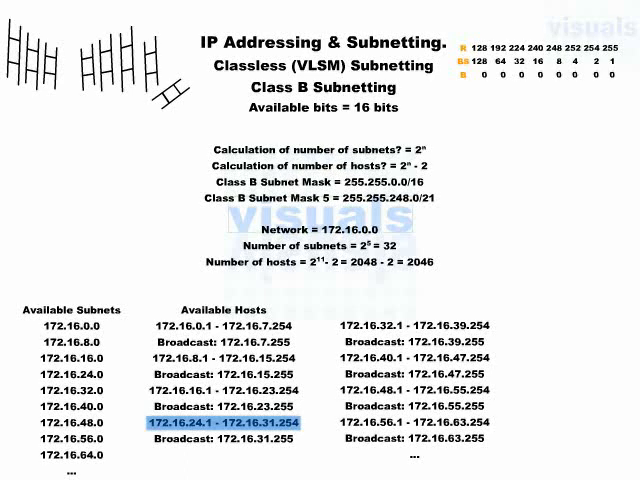For our next subnetwork, valid addresses are from .24.1 to .31.254. Broadcast address is .31.255.